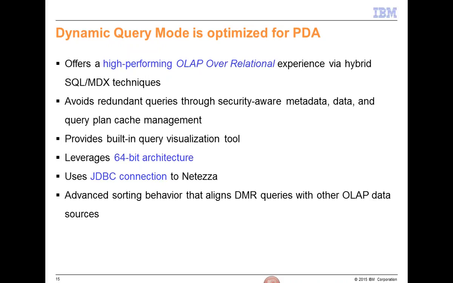Yeah, that's amazing. Excellent. So within the Cognos stack, I'm going to jump into two things now. Dynamic query mode is a mode that you can turn off and turn on within the Cognos engine, which will improve performance. It's also optimized for PDA, right? We talk about OLAP, we talk about relational databases. This is what is called OLAP over relational, or OOR in the business, which is a hybrid SQL MDX technique.